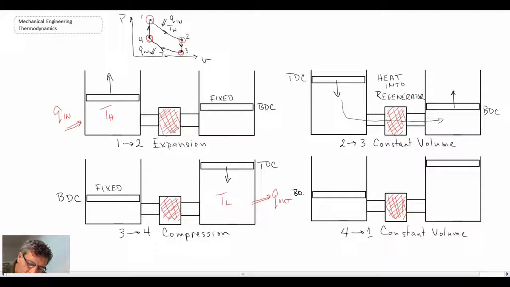So the hot was near bottom dead center and it's starting to move up. The cold was near top dead center and it's moving down. And they're moving again in unison for this constant volume process. And so what's happening is the gas, or the working fluid, is now coming this way through the regenerator. And we can then write heat, I should say thermal energy, out of regenerator.